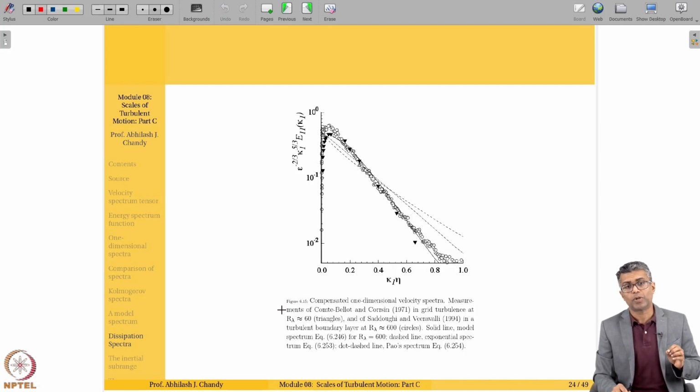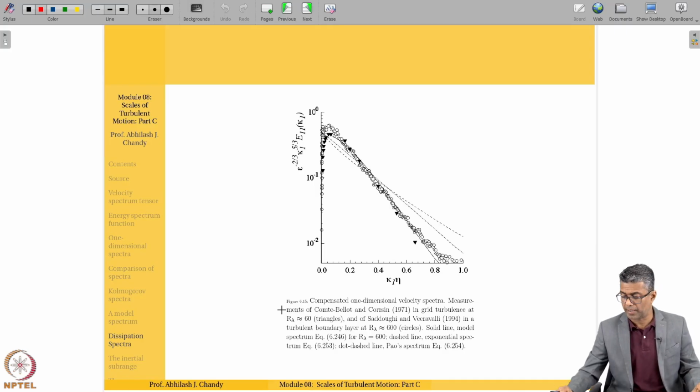Okay, now what is shown next is something even more interesting. What we are trying to do is, again, the same kind of spectra. Obviously all that experimental data is not shown. It is still a 1D spectra though. It is scaled slightly differently. It is plotted against kappa 1 eta, that is for sure, but all that experimental data is not shown. Only two experimental data sets are shown, and this is what we call the compensated 1D spectra. We don't call it a scaled 1D spectra, we call it a compensated 1D spectra because we have it as epsilon to the negative 2/3 kappa to the 5/3.